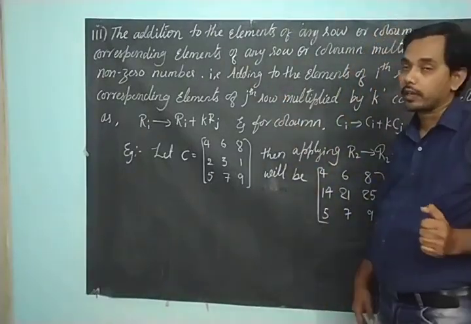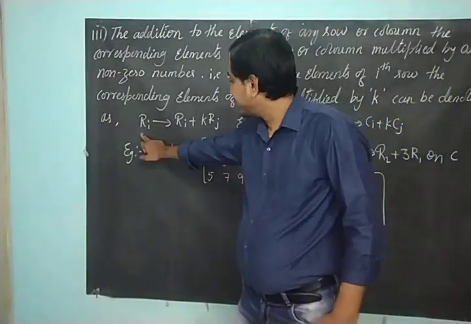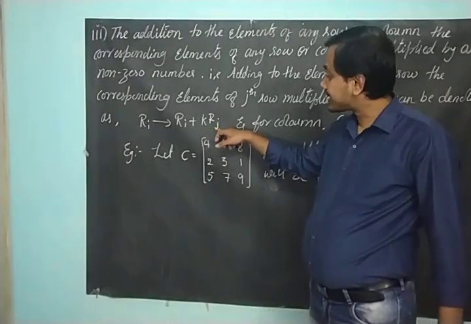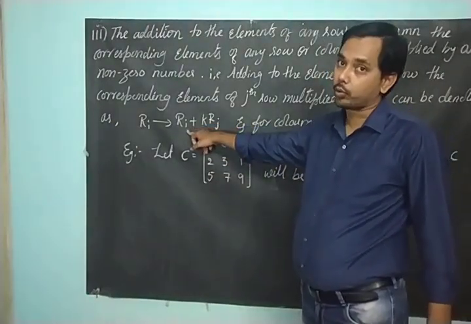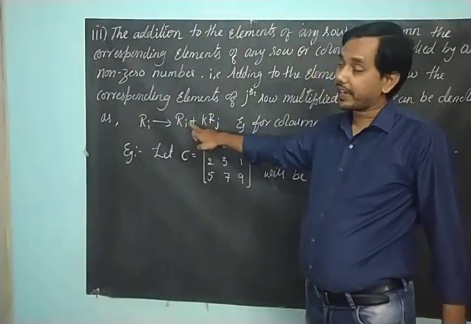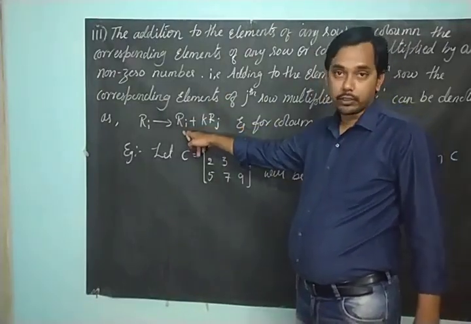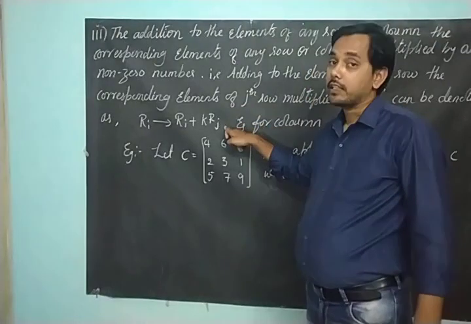Then how do you represent that? Ri changing to Ri plus K Rj. What is this Ri? The ith row. To this ith row we are adding elements of the jth row. To the elements of the ith row we are adding the elements of the jth row.